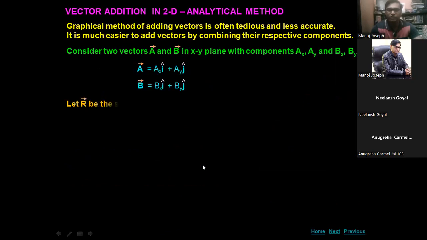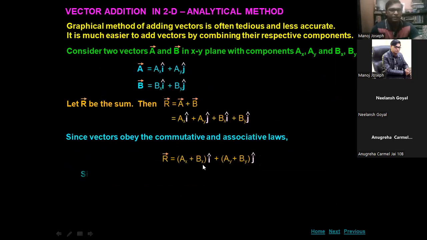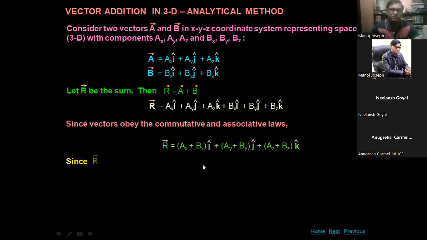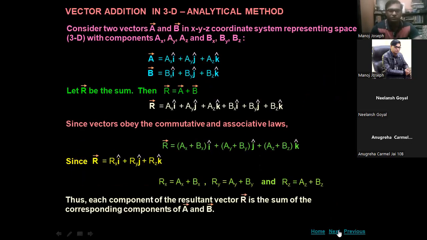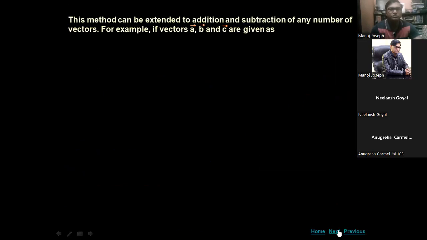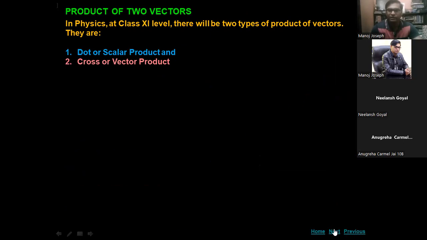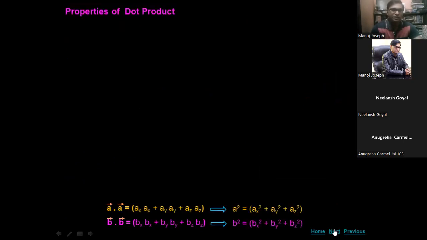The resolution of a vector into 3D rectangular component form. I have already explained that in the class, no? So yes, this we have also done. Product of vectors. So in physics at class 11, there will be two types of product of vectors: dot, the scalar product, and cross, the vector product. We already did this in the last class.